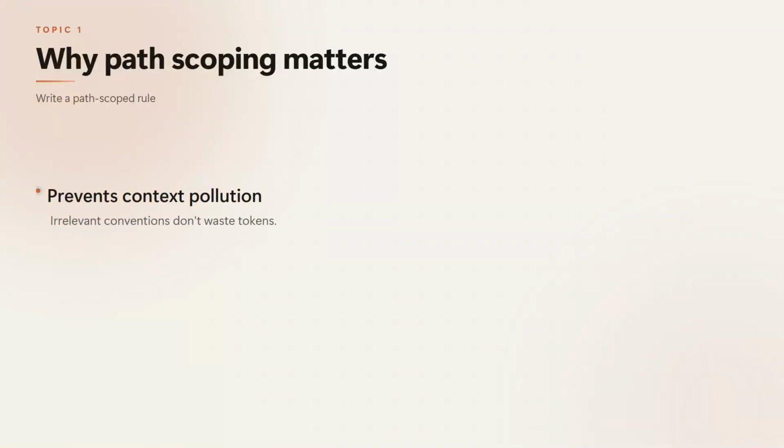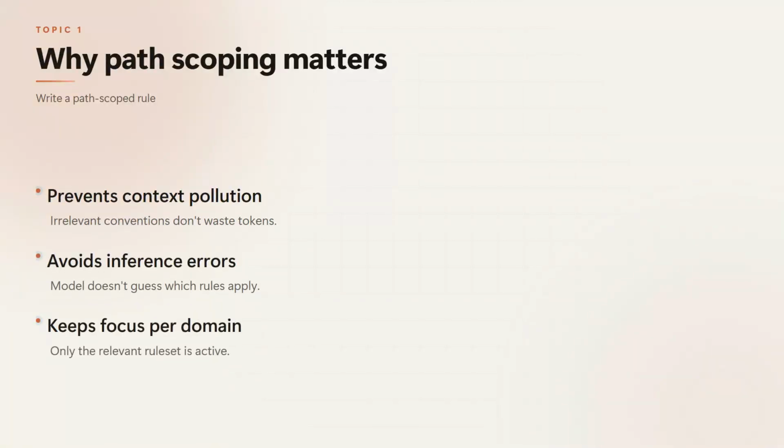Without path scoping, you either dump all conventions into context every turn, burning tokens and confusing the model, or you rely on the model to infer which rules apply from a monolithic CLAUDE.md. That inference fails when domains overlap or the model misreads headers. Path scoping prevents this by loading exactly the rules for the file you're editing, no guessing, no waste.